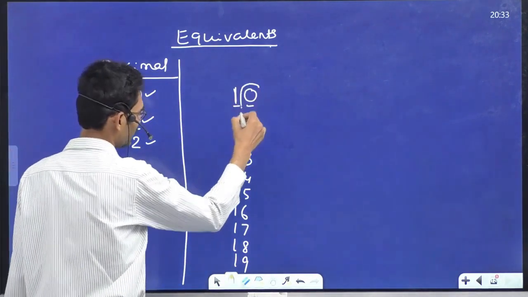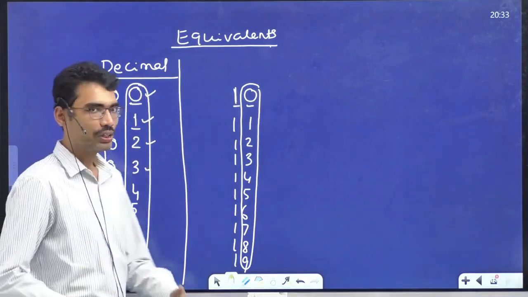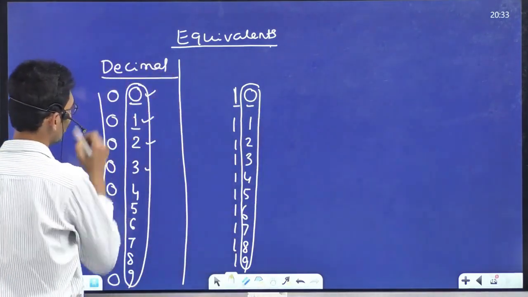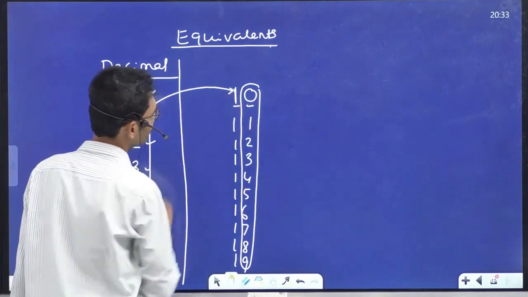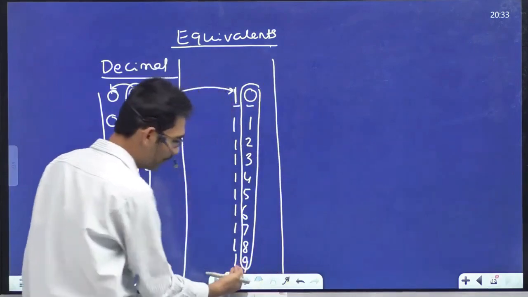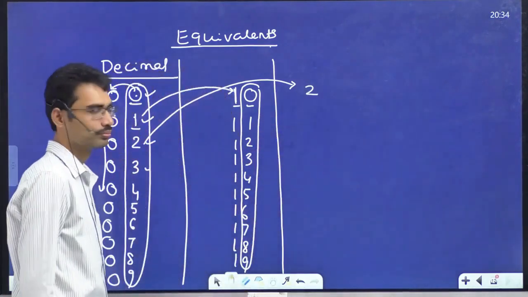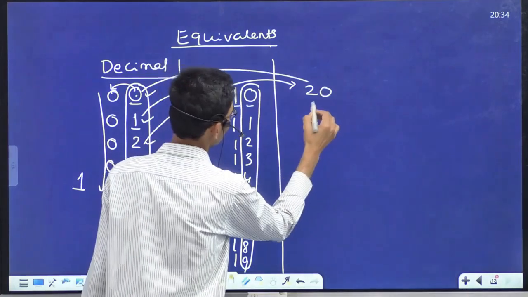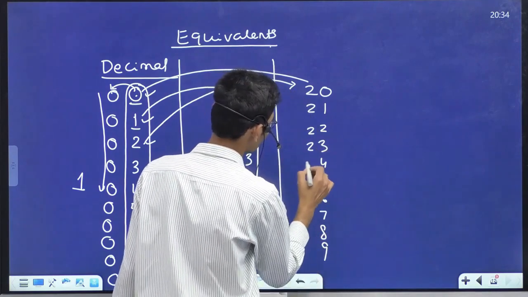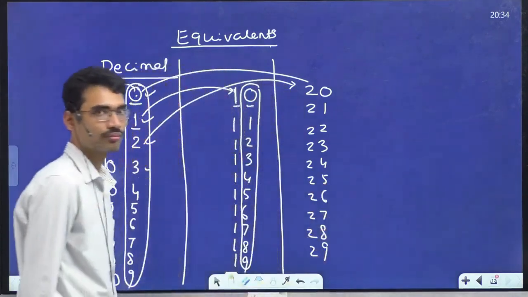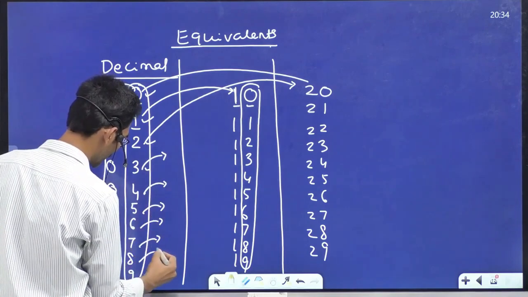If you observe this, these are the same digits. But beyond 9, the left side digit, this 0 in the first incident, became this. Now in the second incident, it became here. Now the third time, if I want to go beyond 19, then this becomes 2. Next, the same thing will repeat: 2, 0, 2, 1, 2, 2, 2, 3, up to 2, 9. Likewise, 3 will come, 4 will come, 5 will come, 6, 7, 8, 9.